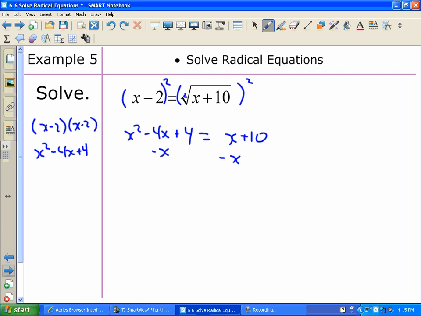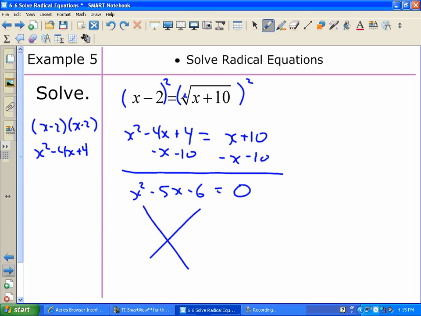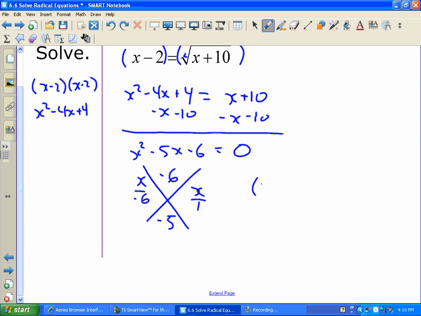Minus x from both sides of the equation. Minus 10 from both sides of the equation. That gives you x squared minus 5x minus 6 equal to 0. I recognize this. Try to factor it. Two numbers are multiplied to give me negative 6, add to give me negative 5. Negative 6, positive 1. That means I have x minus 6 times x plus 1 equal to 0. I'm looking for solutions here, so x equals 6 and x equals negative 1.